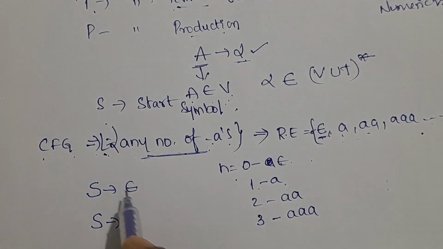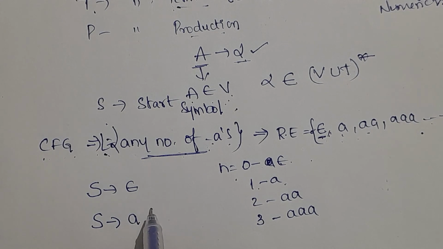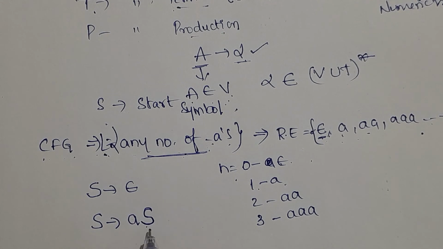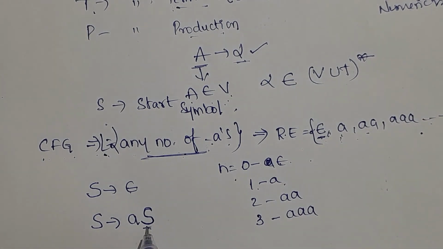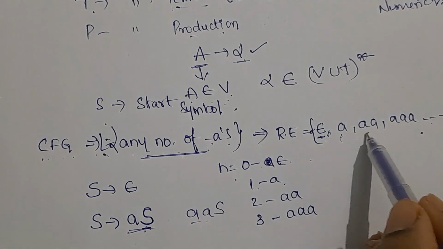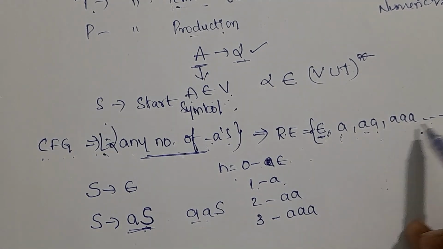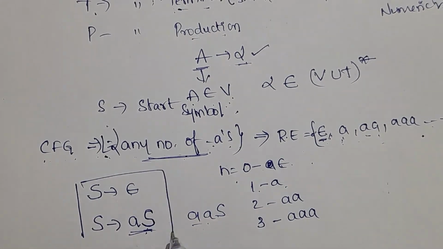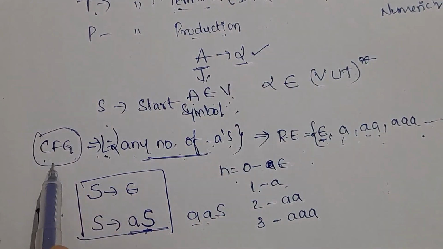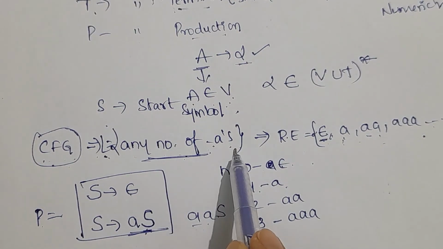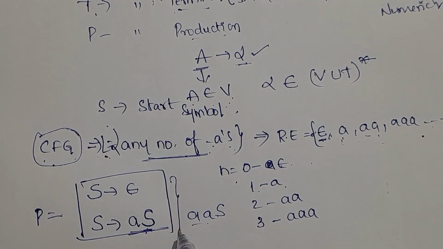That can be written as small a. If after small a I write capital S, then in place of S, if I substitute epsilon, I will get A. Otherwise, if I substitute aS again, I may get AA. Likewise, any number of A's are possible using these productions. That means the context-free grammar can be generated for this rule using these two productions.